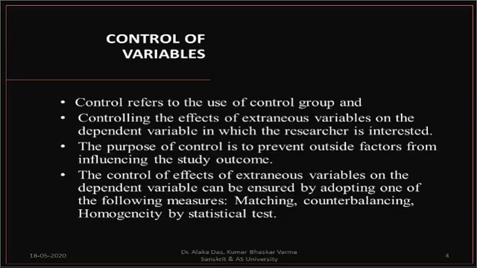So control. Control refers in experimental design to 2 aspects. One is the formation or selection of samples in a control group where the independent variable is not treated or the experimental treatment is not given, and another is control of the effects of extraneous variables that have the capacity to influence the cause and effect relationship between the independent and dependent variable.